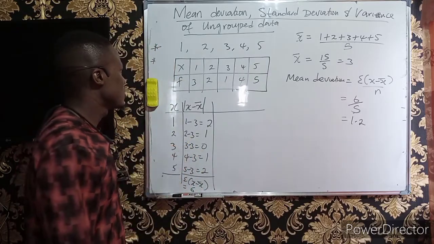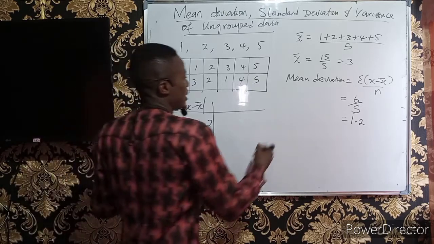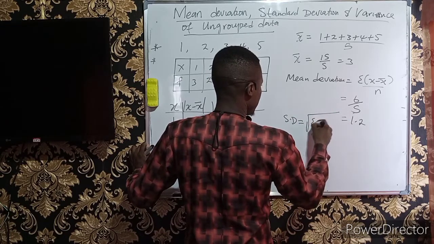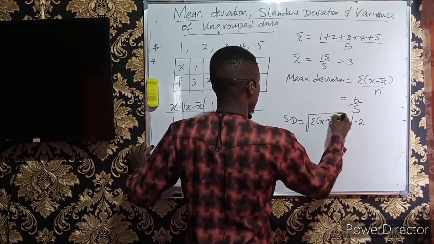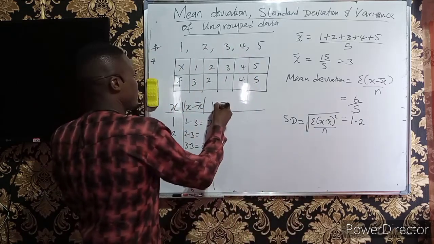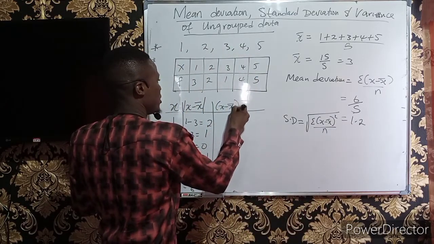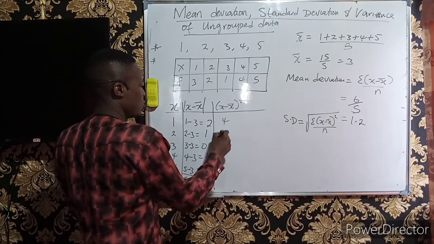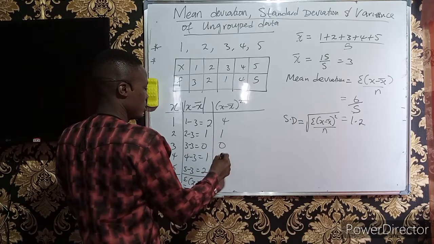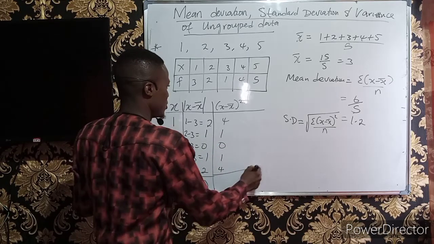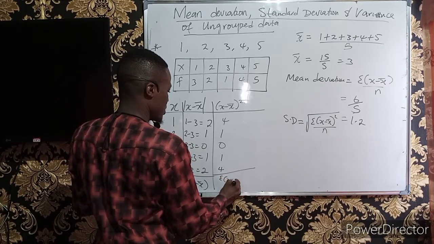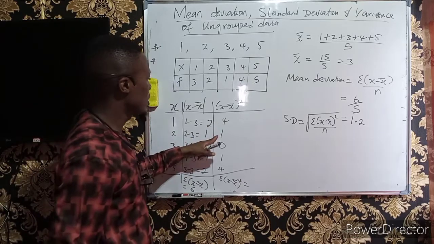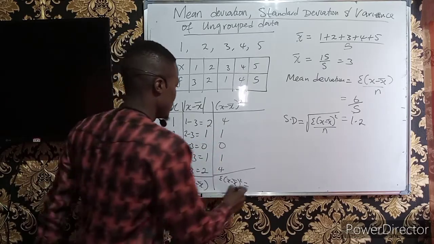If I'm to get the standard deviation, I have to go ahead and square, because standard deviation is just the square root of summation x minus x bar all squared over n. So I have to get x minus x bar all squared. 2 squared is 4. 1 squared is 1. 0 squared is 0. 1 squared is 1. 2 squared is 4. So I'll now add summation x minus x bar all squared: 4 plus 1 is 5, 5 plus 0 is 5, 6, 10. So it's giving me 10.